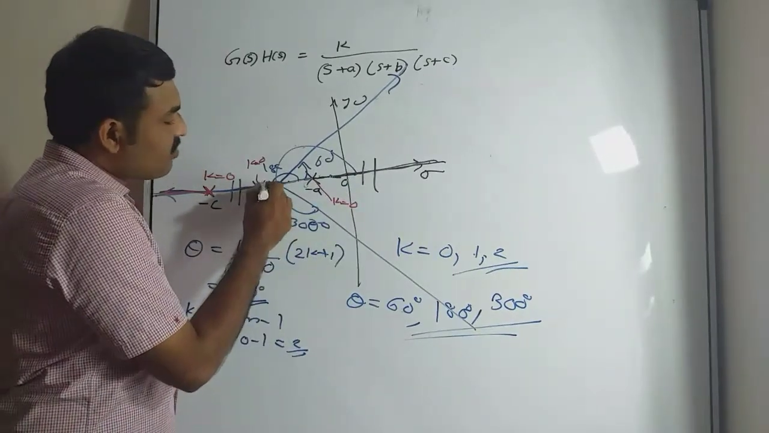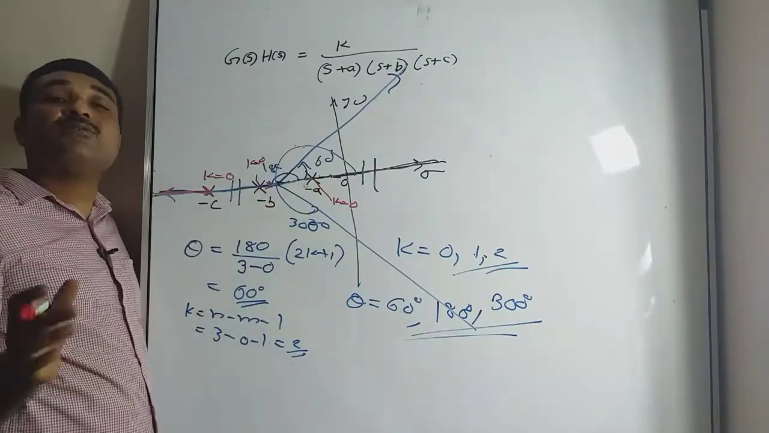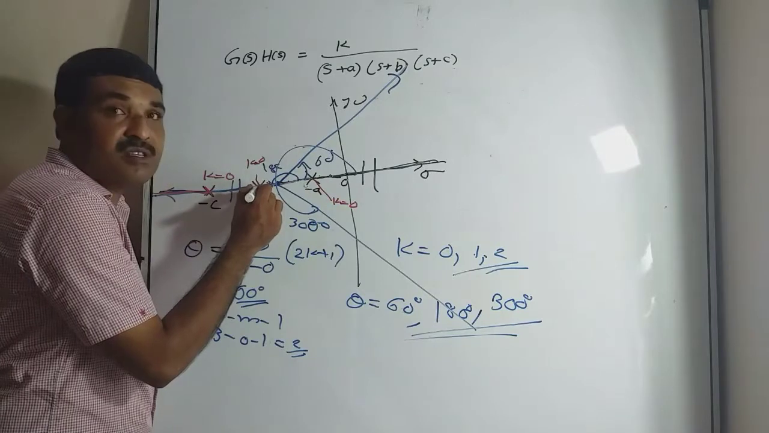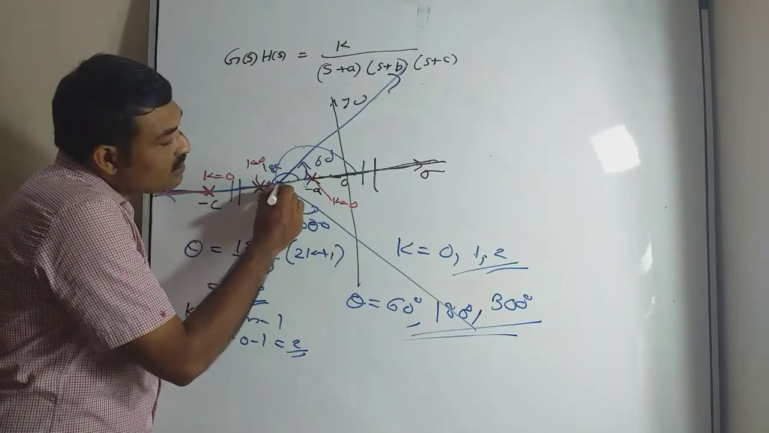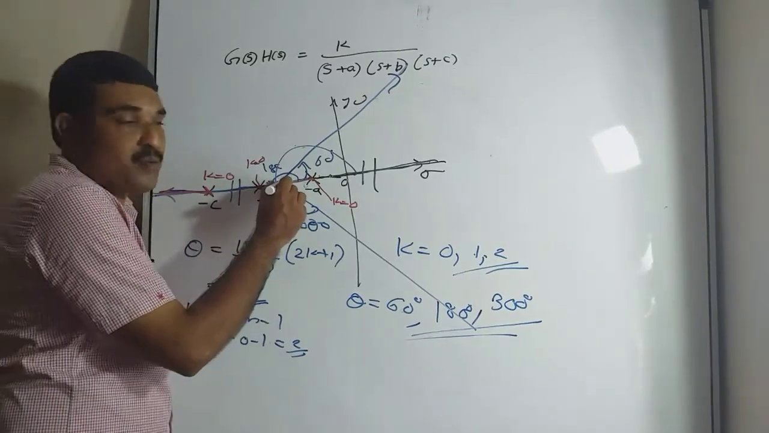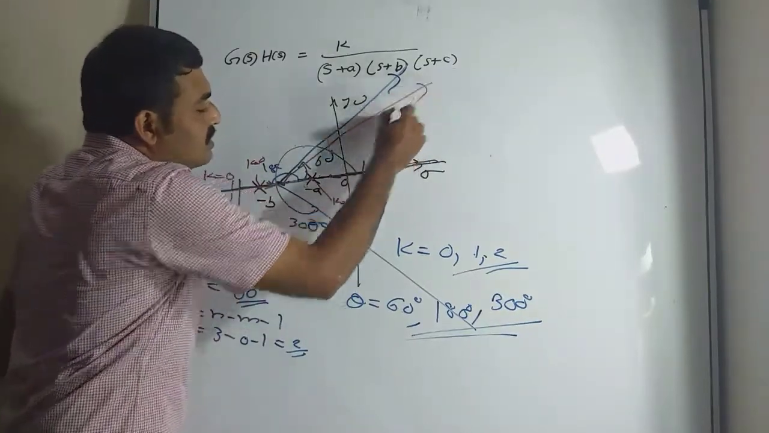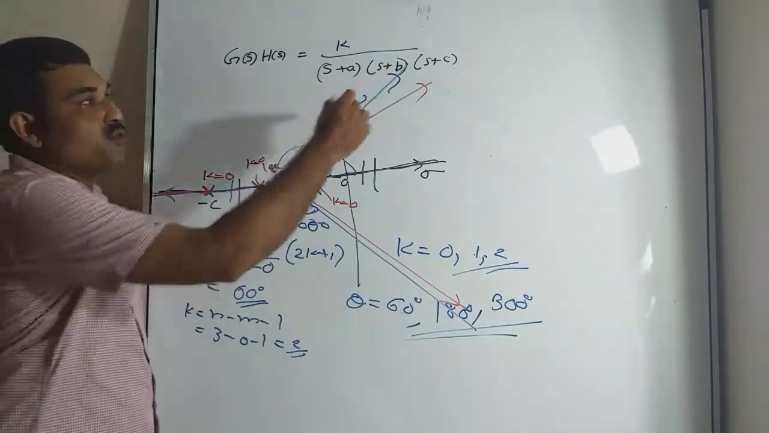And root locus starts from these open loop poles. Since this portion of real axis is on root locus, it starts from this point. One branch starts from this point and the other branch starts from this point. And this will move like this. Here there is a breakaway point. After this breakaway point, it will move along this asymptotic line towards infinity. So this is the shape of root locus.